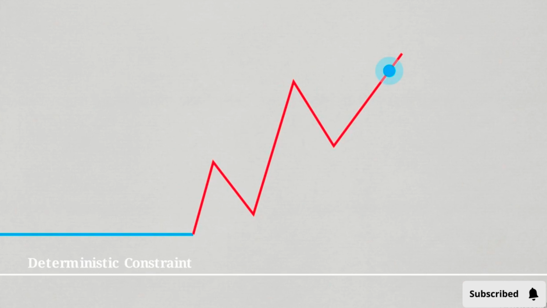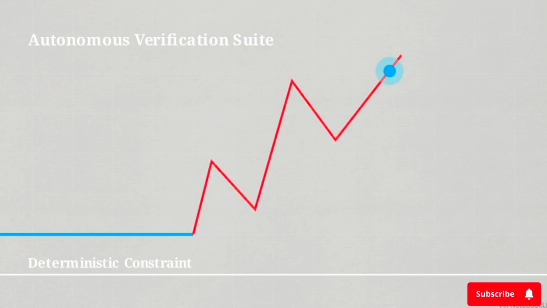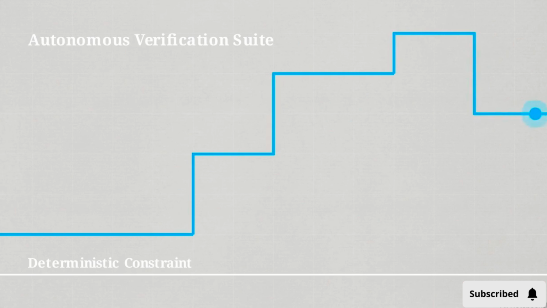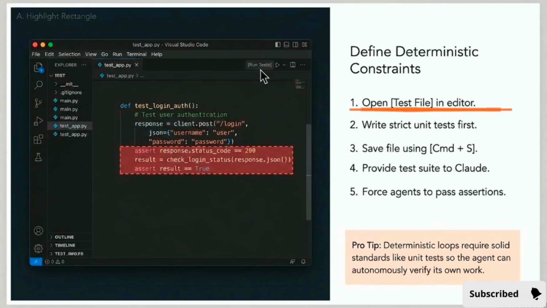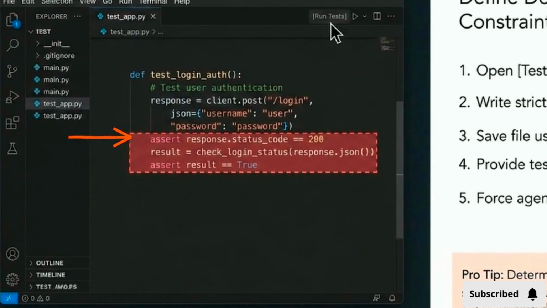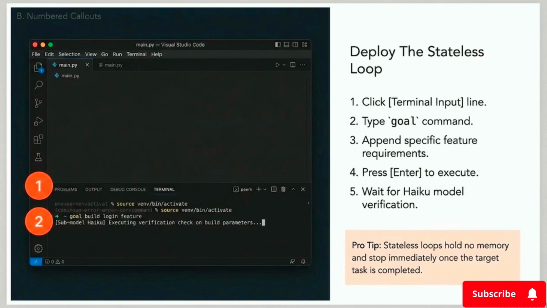Before launching any agent, we have to establish boundaries. Autonomous systems run fast, and without predictable standards, they can quickly veer off track. They need a verifiable way to check their own work. We enforce these boundaries by writing strict unit tests first. By defining clear assert statements in the code, you force the agent to pass hard logical checks before it can consider a task complete.